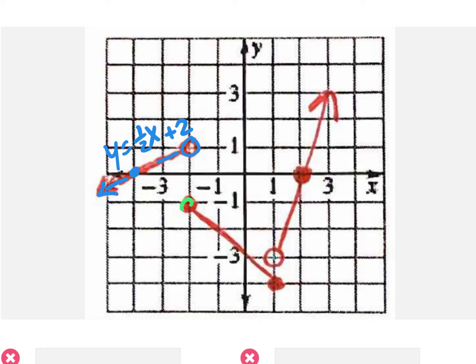This next one has a solid dot right here. And what is the slope? It looks like it's going down 1 over 1, down 1 over 1, down 1 over 1, right? So we know that this so far is y equals down 1 over 1 with an x. Now we still need the b value, and obviously the b value is the y-intercept, which happens to be at -3. So this is a -3 right there.